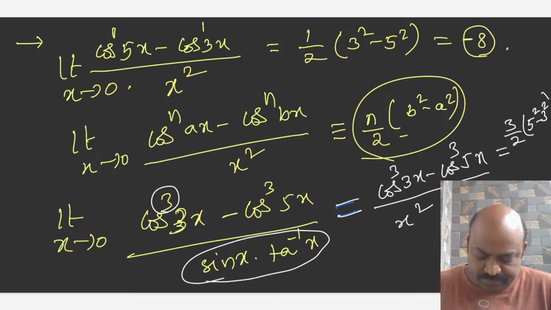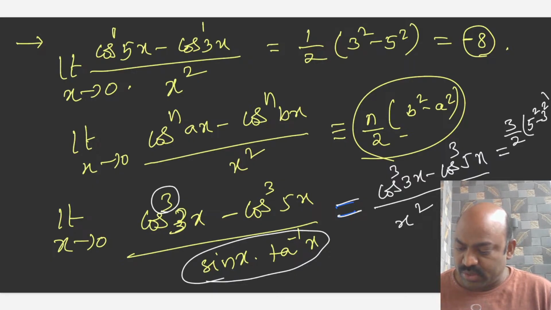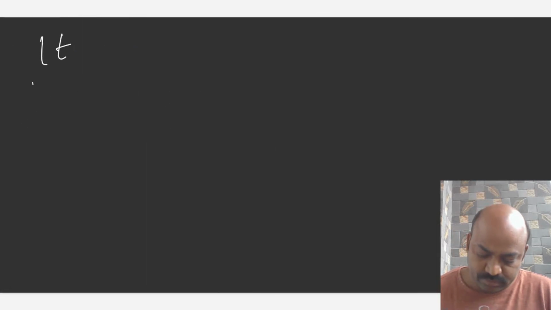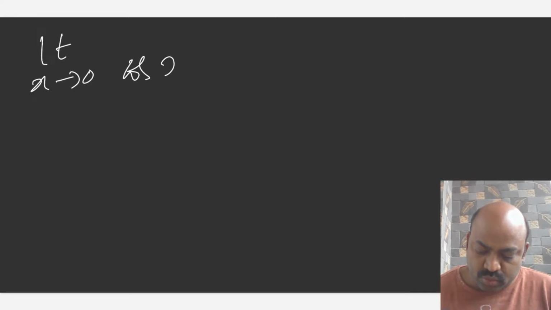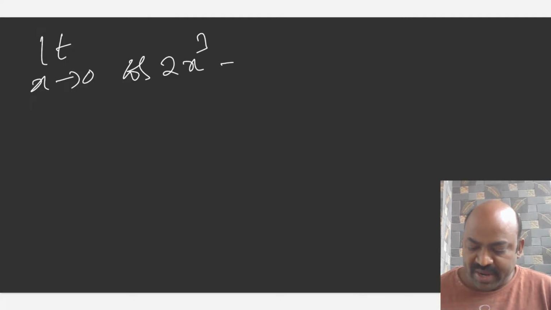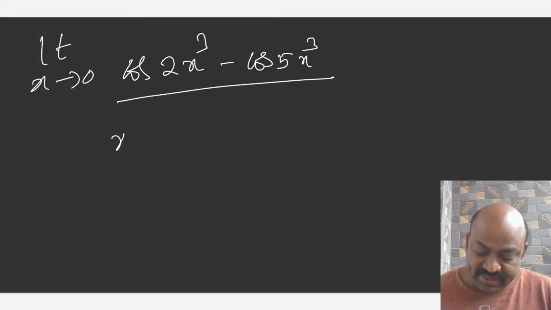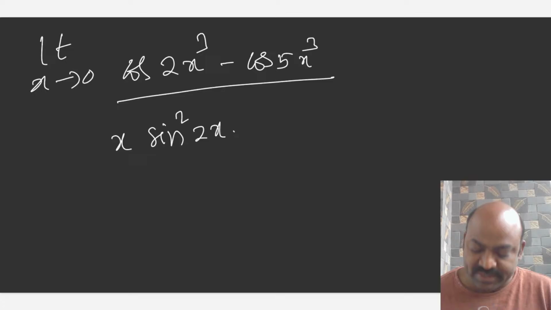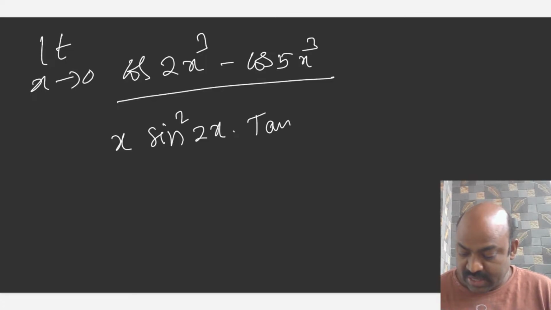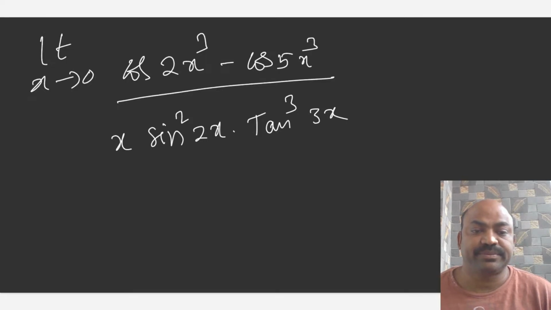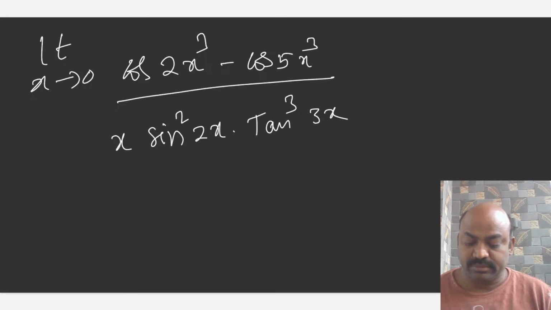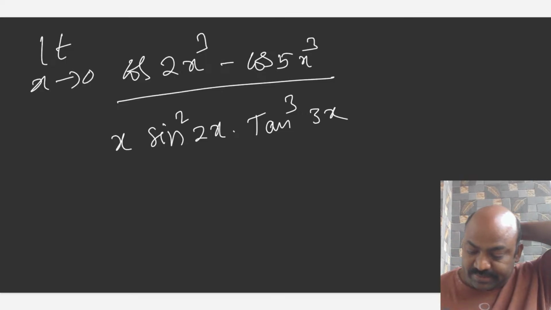Limit x tends to 0 of (cos 2x cube minus cos 5x cube) by (x into sin square 2x into tan cube 3x). Quickly give me the answer, dear.